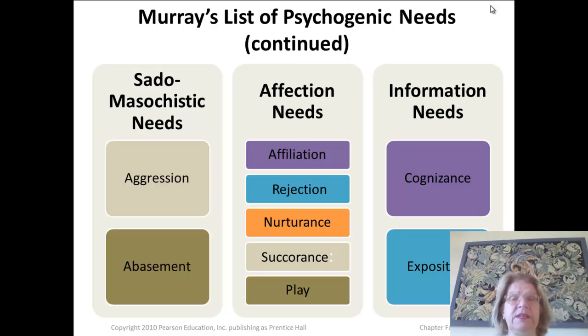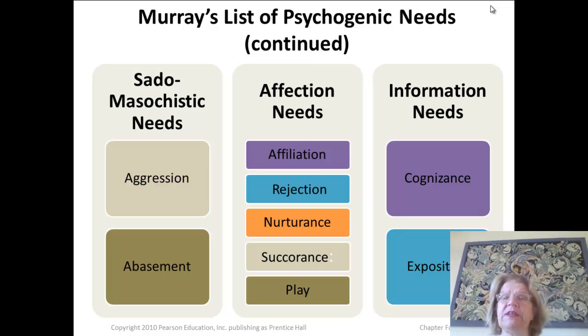Affection needs: affiliation, rejection, nurturance, succorance, and play. Affiliation, spending time with other people. Rejection, rejecting other people. Nurturance, taking care of another person. Succorance, being helped or protected by others. Play, having fun with others.